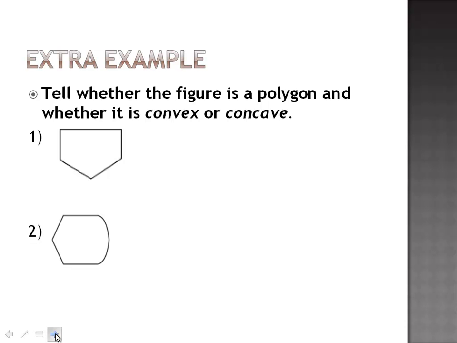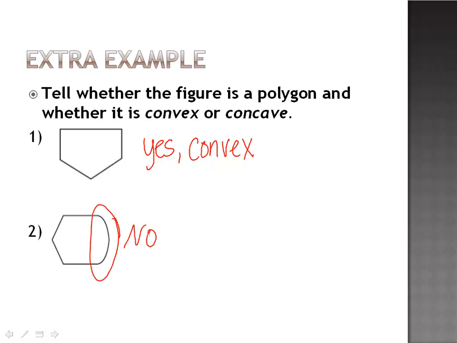So the first one, yes, this is a polygon, and it is convex. Number 2, because it's got this curved side right here, it is not a polygon.